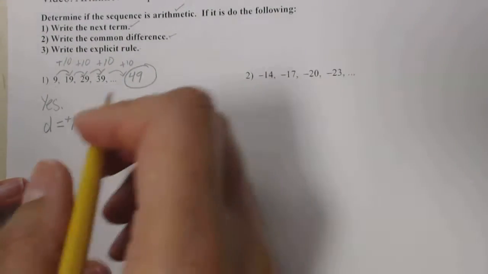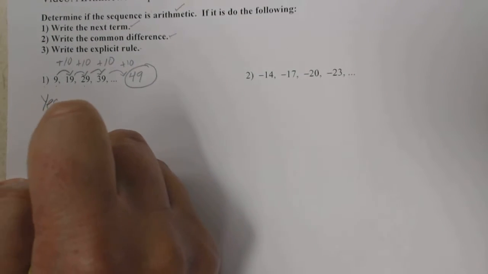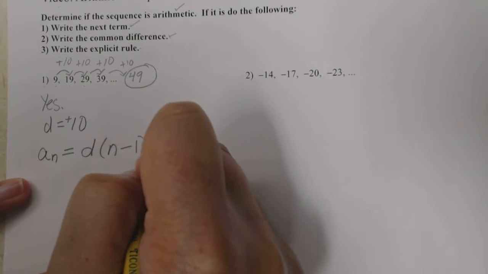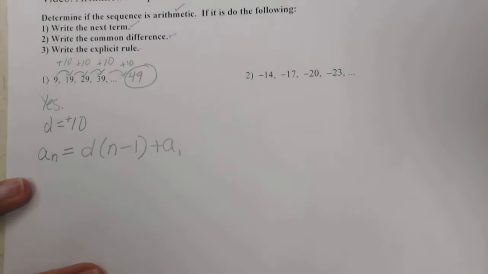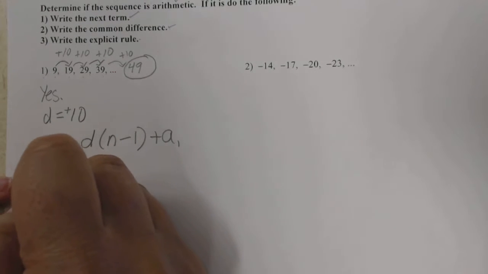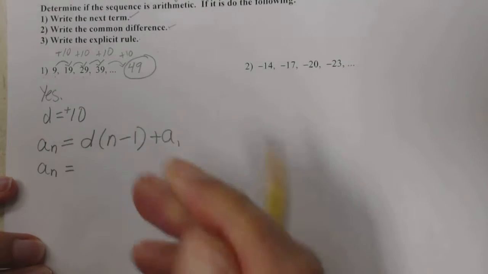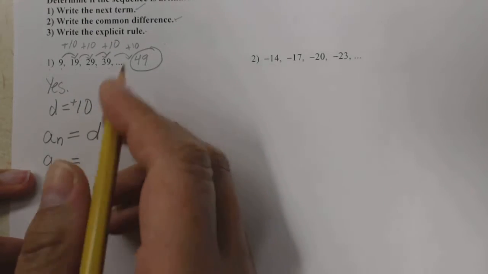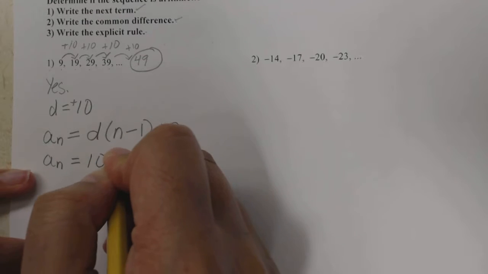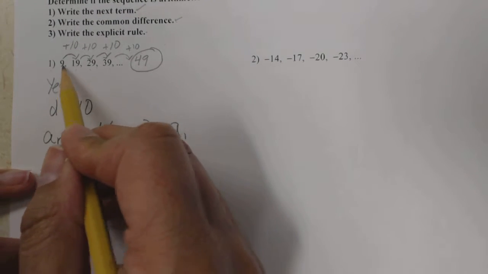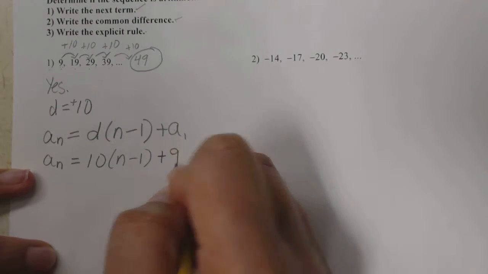Next, write the explicit rule. So I'm going to write the actual explicit rule that we did in class, and that was A sub n equals D times a quantity, n minus 1 plus A sub 1. And I'm going to substitute in the numbers underneath the variables that we see. So A sub n is what we get when that is the nth term. Let's call it the nth term. We know D is our common difference, so that's going to be 10, n minus 1, and then remember A sub 1 is that first number here, 9, so plus 9.